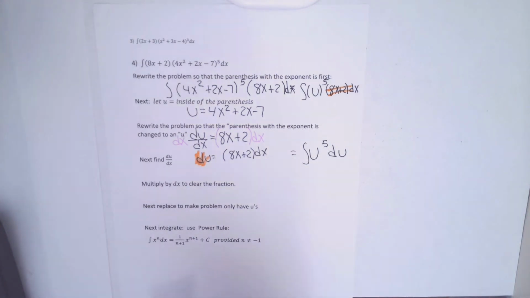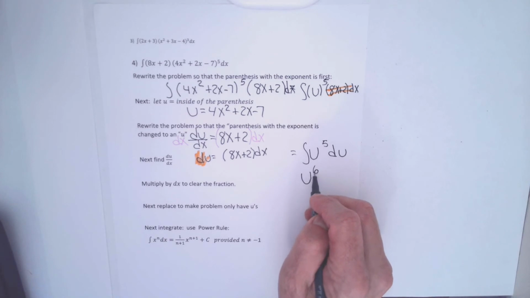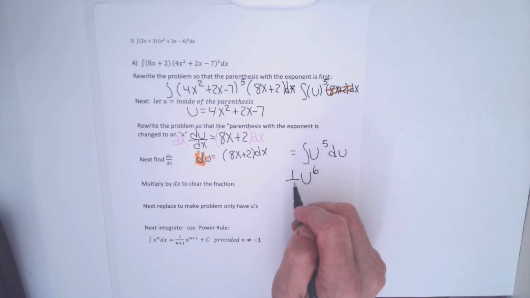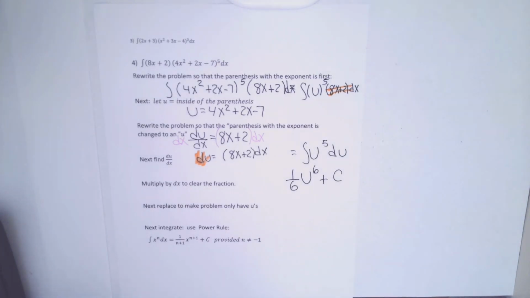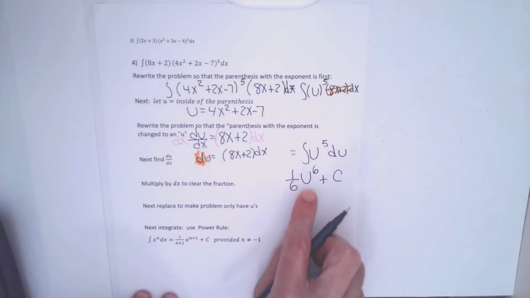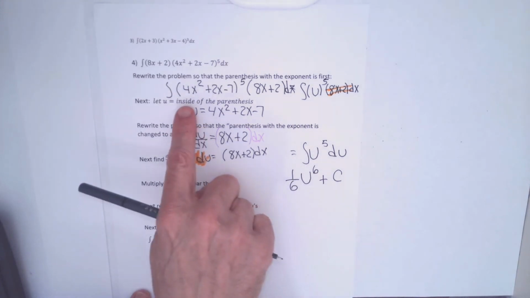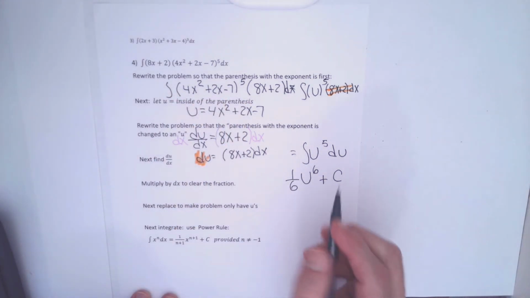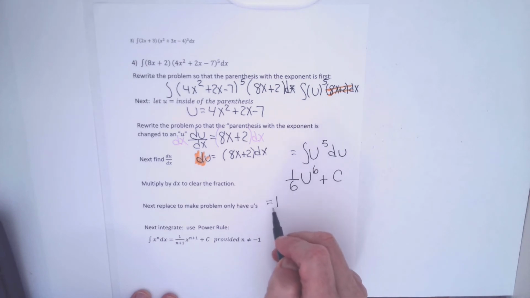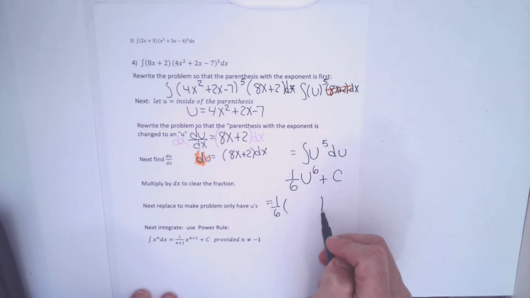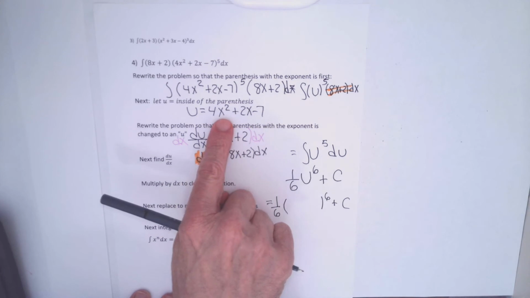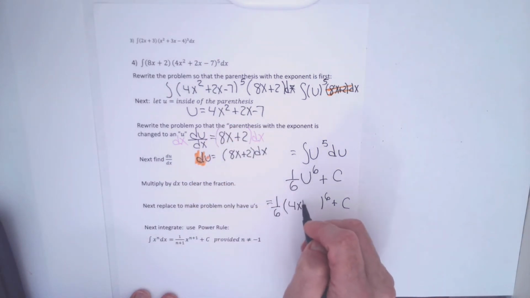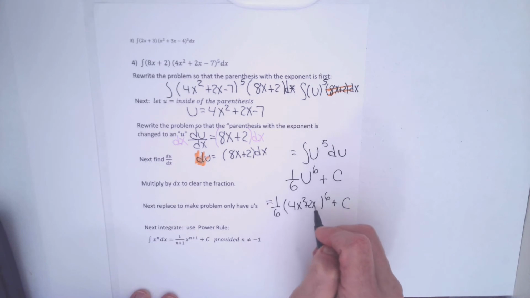Now I'm going to integrate. I'm going to add 1 to the exponent, so my new exponent's going to be 6, multiply by a fraction that has 1 in the numerator and the new exponent in the denominator, tack on my plus c. To finish up the problem, I can't have the variable u. I need to change the u, put it back in a parentheses, and make the u into that. For my answer, I'm going to take basically the skeleton of my answer, replace the u with a parentheses, and inside the parentheses, what I let u equal, which is 4x squared plus 2x minus 7.